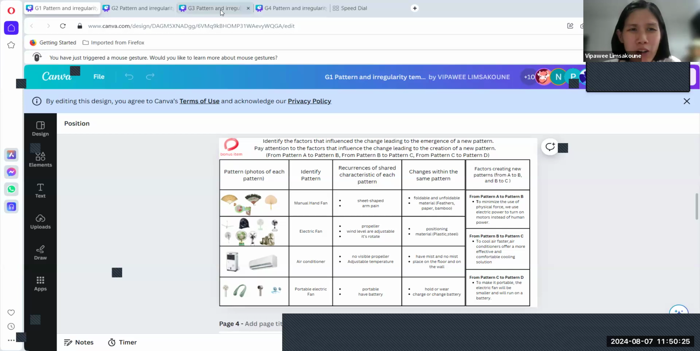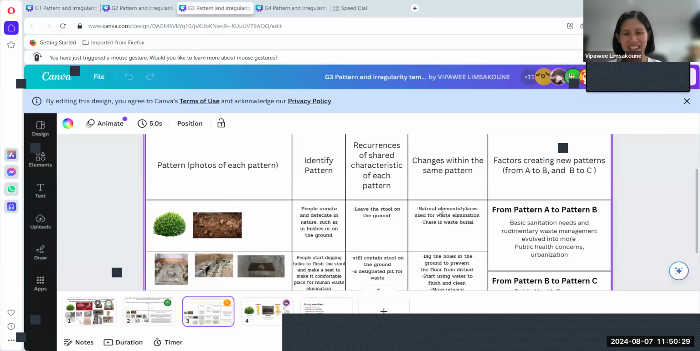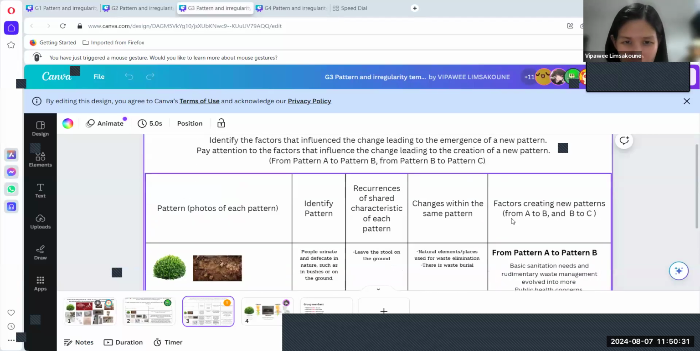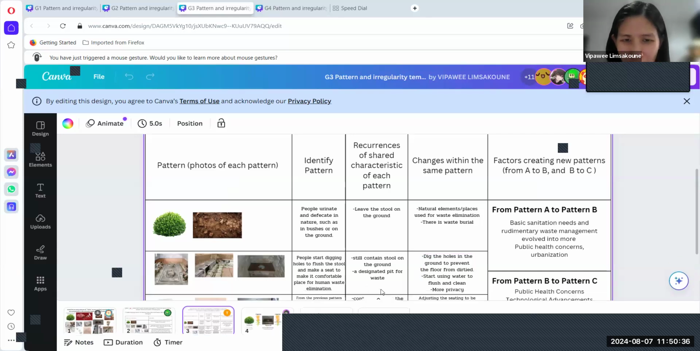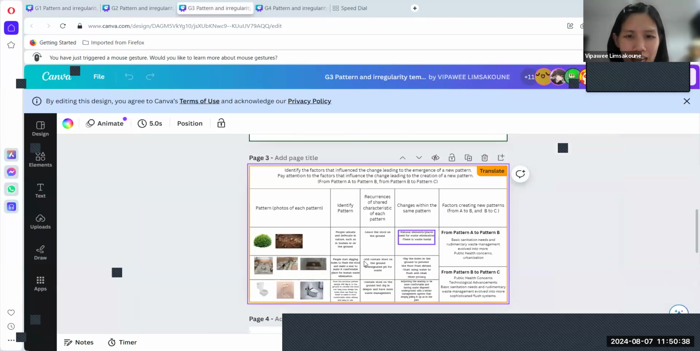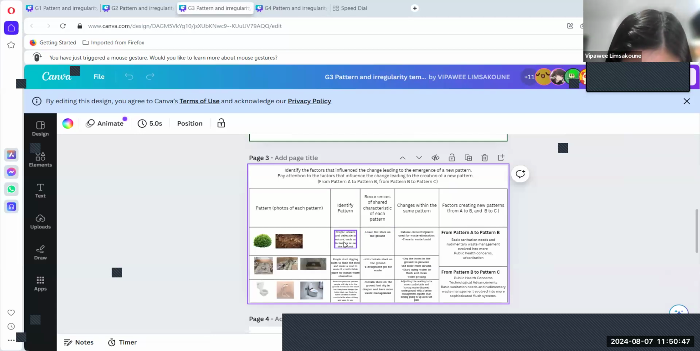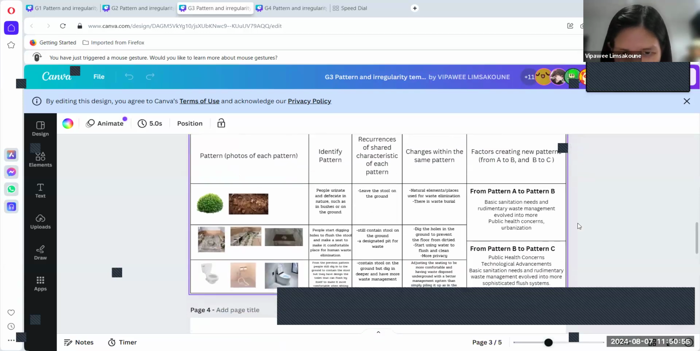The next group is going to be group 3. Let me introduce a little bit here. Group 3 selected the topic of toilets. They separated into 3 types of toilet. The first one is the natural one, where people urinate and defecate in nature. Let me zoom in a little bit here.